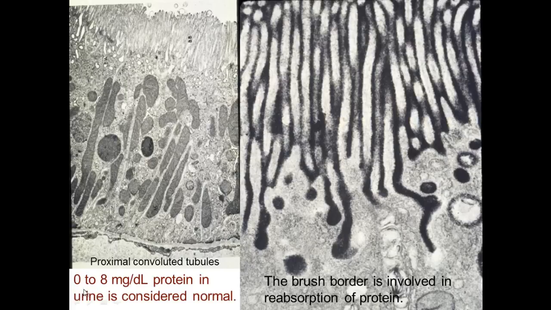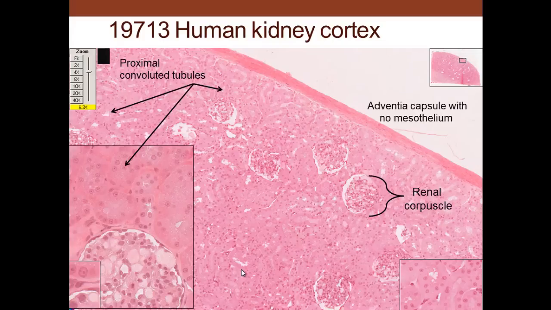However, a little bit of protein is considered normal. 0 to 8 milligrams per deciliter of protein in urine is considered normal. So you can't get it all, but it's important to return as much protein as possible.